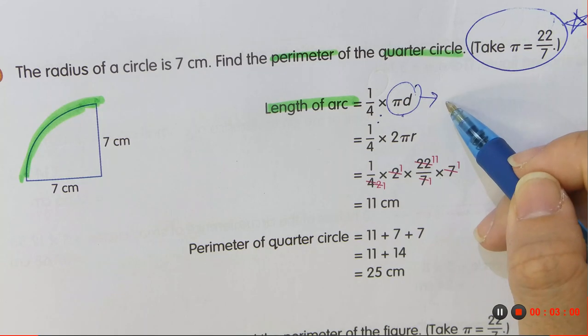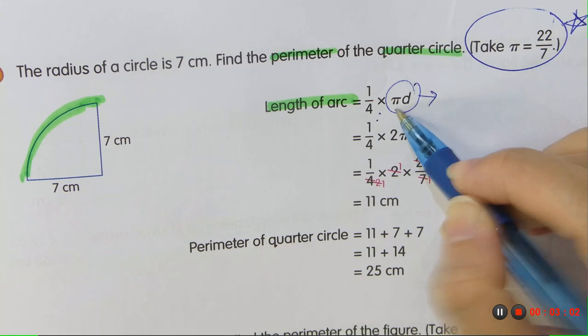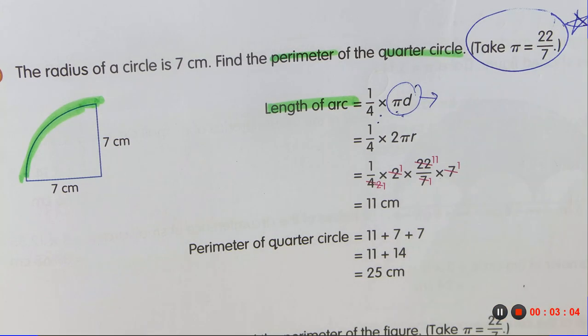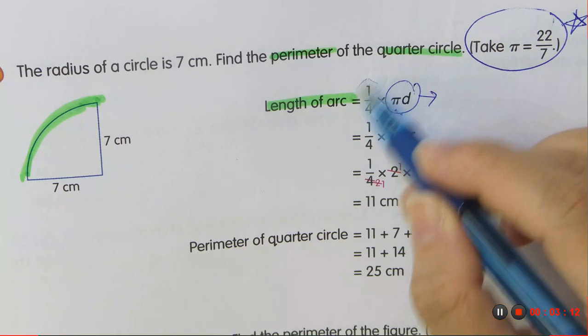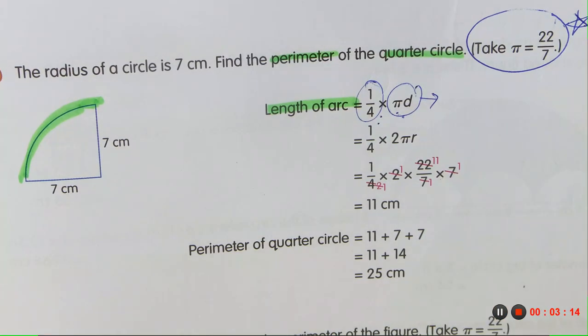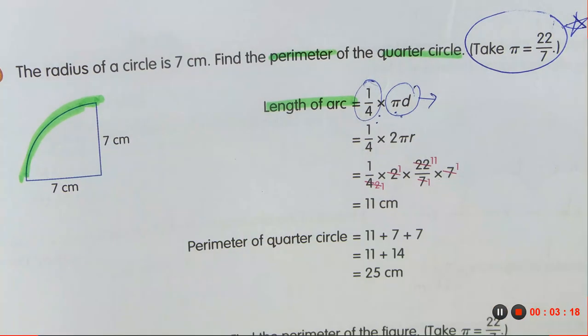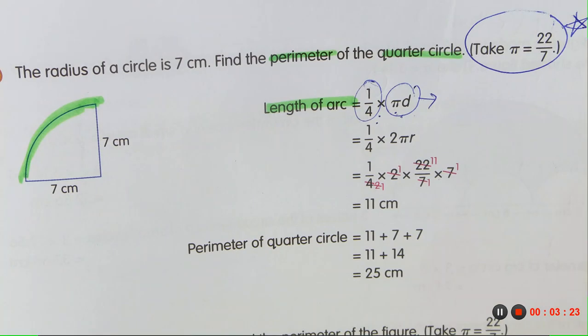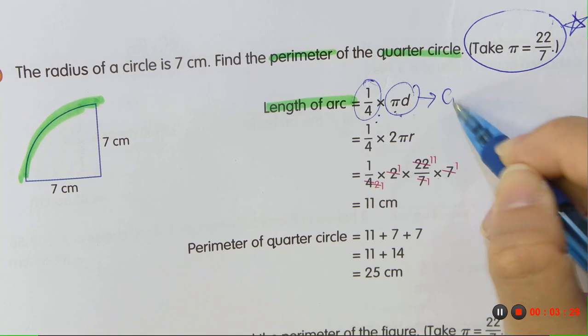What is pi d? Pi d is the diameter. What is pi d? The formula pi d stands for 1/4 times pi d. What is 1/4? It stands for a quarter of the circle. The arc is a quarter of a circle, times pi d. What does pi d stand for? It is the formula for the circumference of the circle.